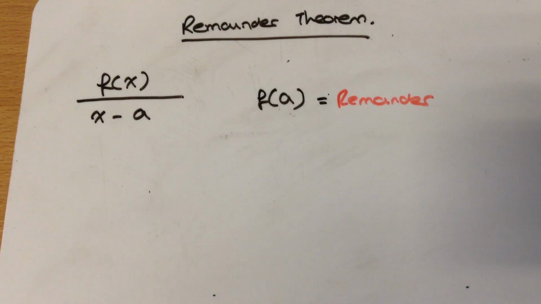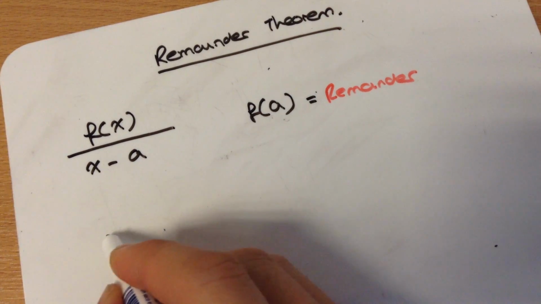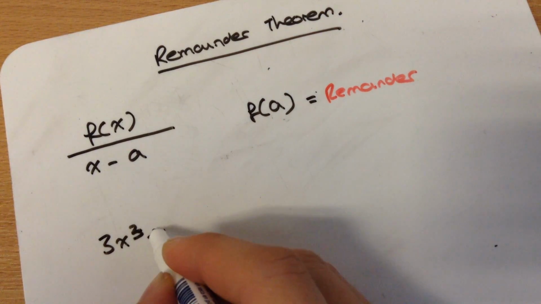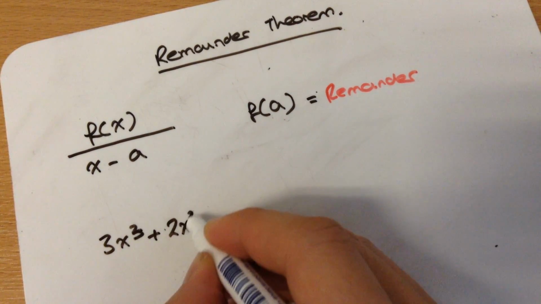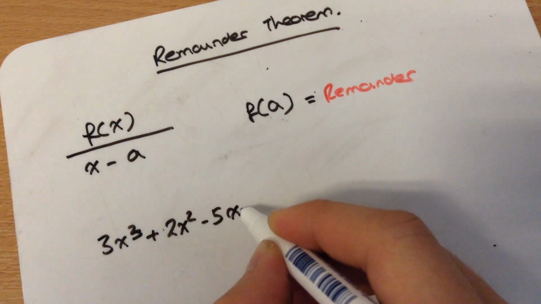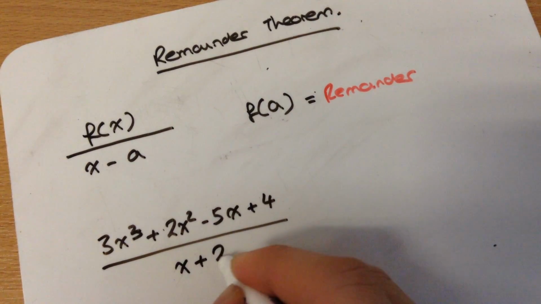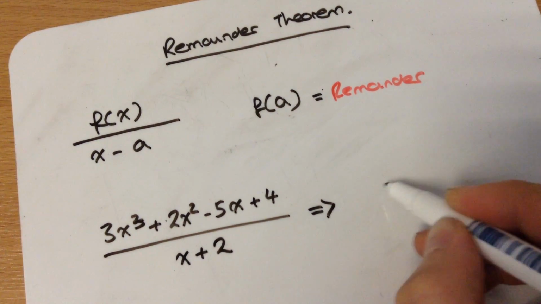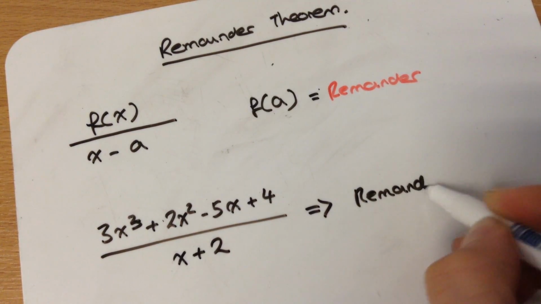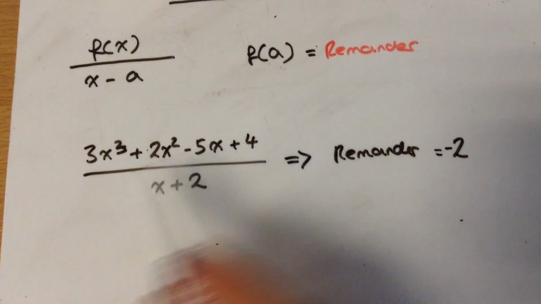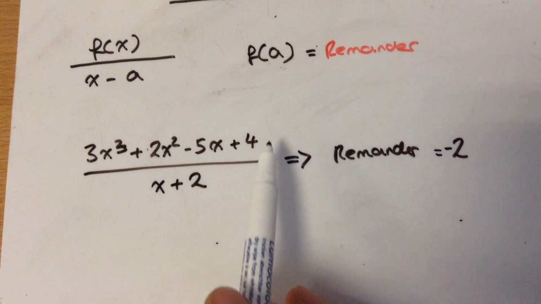So if we look at one of the questions we done earlier, which was 3x cubed plus 2x squared minus 5x plus 4 divided by x plus 2. If you look at my previous video, you will find a remainder and it ended up being minus 2.